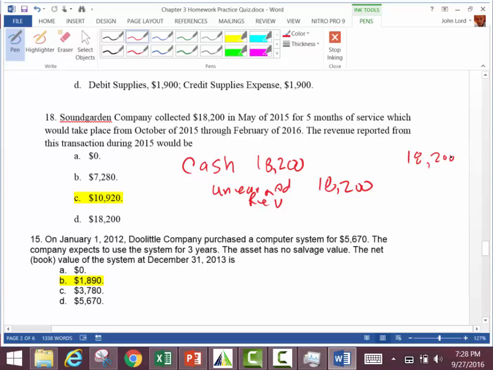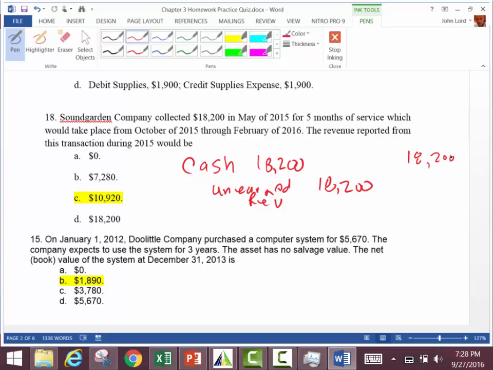18,200 divided by 5. What's the name of that app you're using? It's FN calculator. FN calculator? It's an app. It's got every kind of, so I'll show you guys, it has all kinds of interest ones and stuff. It's a good one.